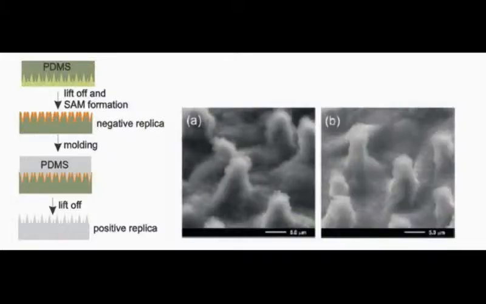The most impressive method in the top-down approach is called the template method. As you can see in this picture, by using a negative PDMS template, scientists can precisely replicate the structure of the lotus leaf. Also, nanostructure can be perfectly copied.